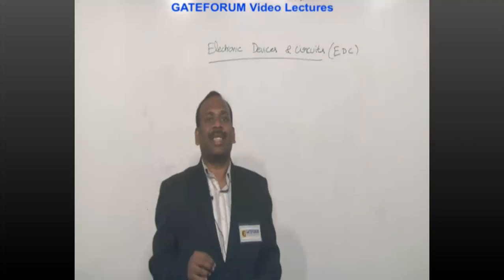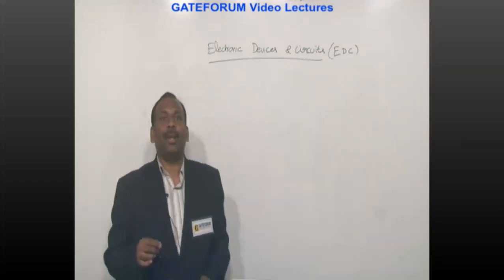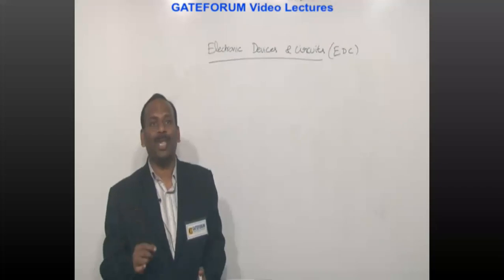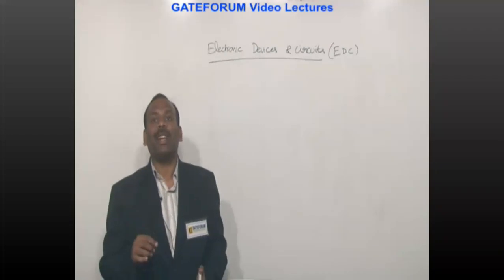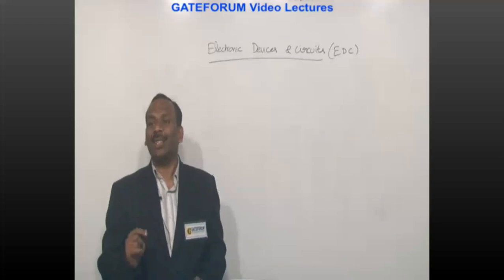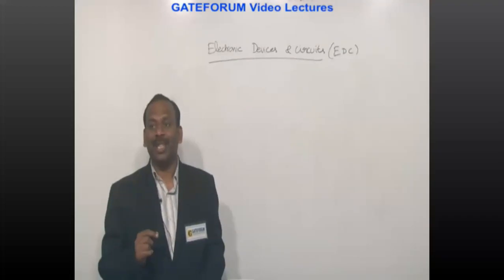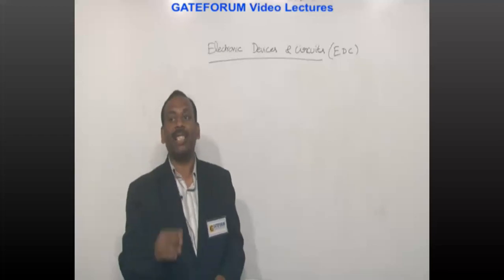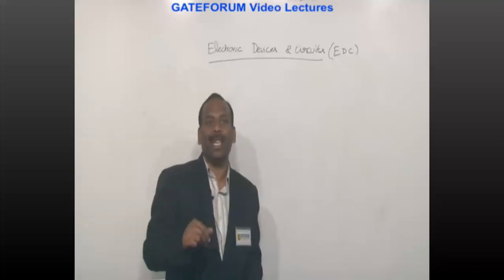Now I'll take the questions. First question, Pooja: a supernode is used when there is a dependent source in between two node voltages, right? But what happens if an independent source is connected between two nodes? It is not related to our EDC. It's a networks question. I think in the next sessions there will be a doubt session.